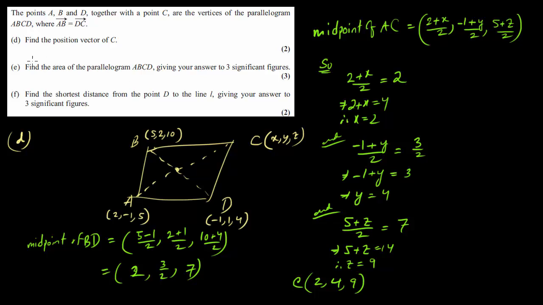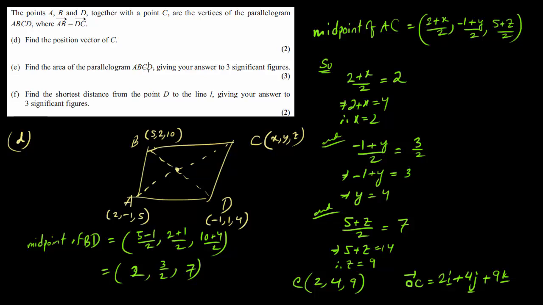But the question was, and now you have to be very careful, which format do we have to write the answer in? We have to find the position vector of C. So the answer would be OC equals 2i. Remember the conversion of Cartesian point to position vector. So 2i plus the y coordinate, 4j, plus 9k. That's OC.